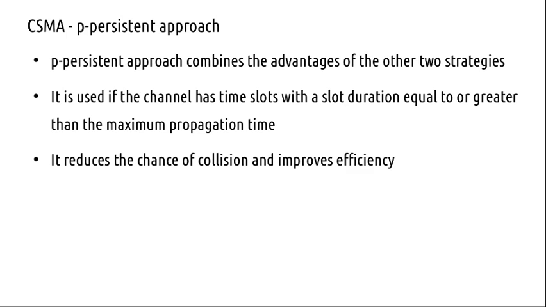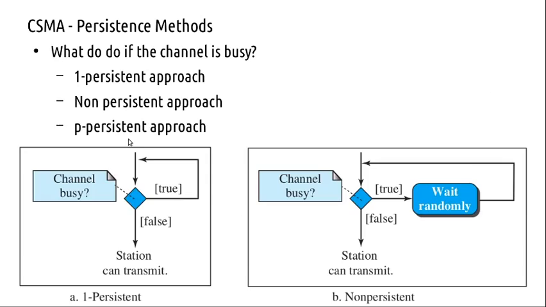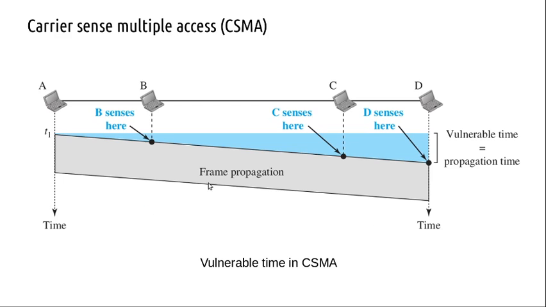Then there is a p persistent approach. The p persistent approach combines both these techniques, and it will improve the efficiency as well as reduce the number of collisions. So you will have to select something. I mentioned here that this is the maximum propagation time. This is the maximum propagation time, TP, capital T subscript P.